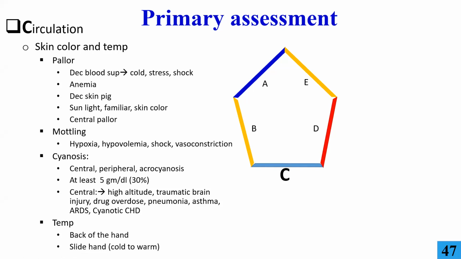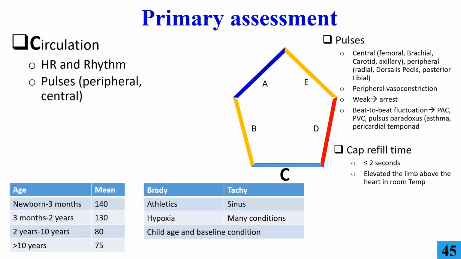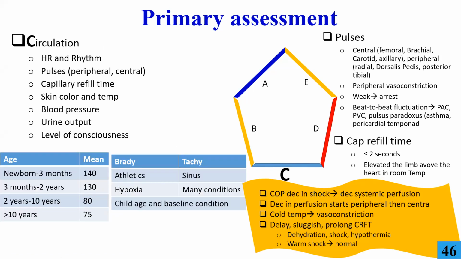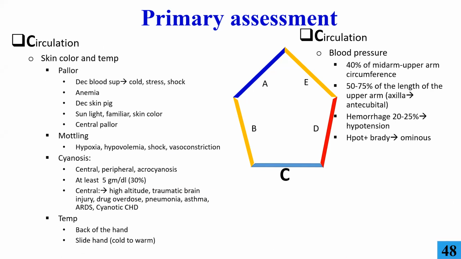So remember, we've talked about circulation, we talked about heart rate and rhythm, we talked about the pulse, peripheral and central, and then we talked about capillary refill, and then we talked about skin color and temperature. So that's our evaluation. And now we check the blood pressure. Before, we used to measure blood pressure and get the systole, the diastole, and the mean.